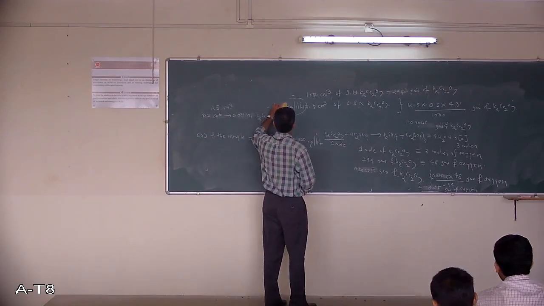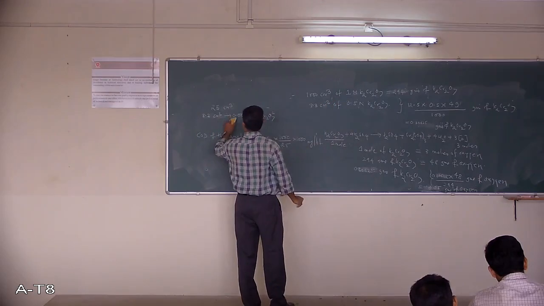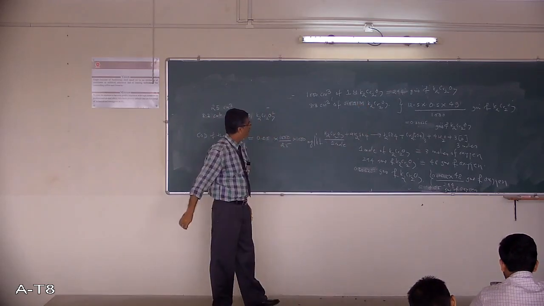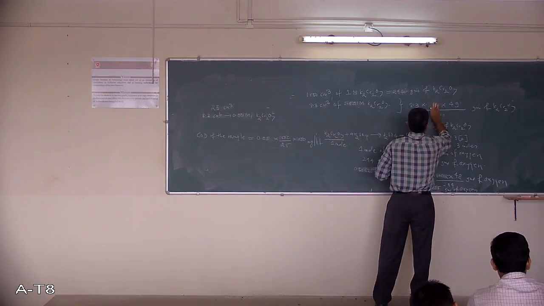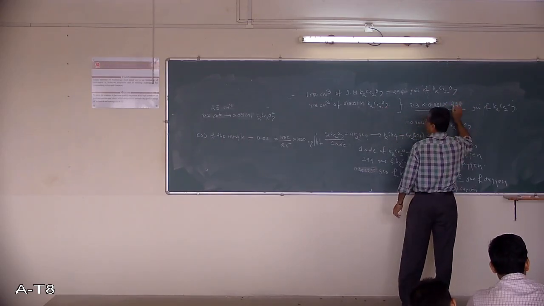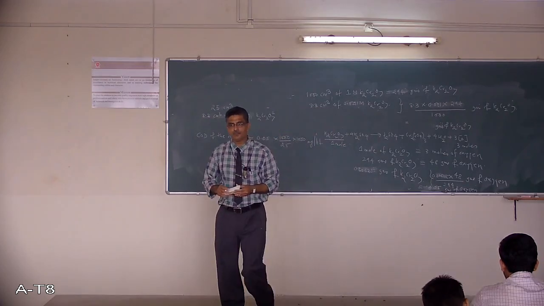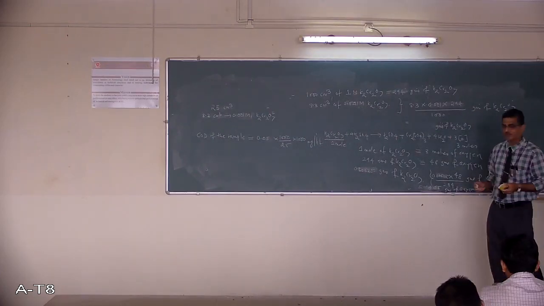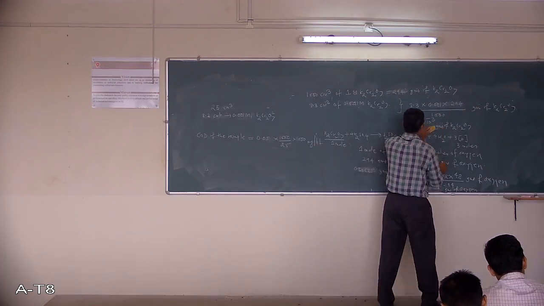Then what's the volume? 8.3 cm³ of 0.001 molar K2Cr2O7. So I'll write here 0.001 molar, 294, that's how. So how much is it here? That is 2.44 into 10 raised to minus 3 grams of K2Cr2O7.